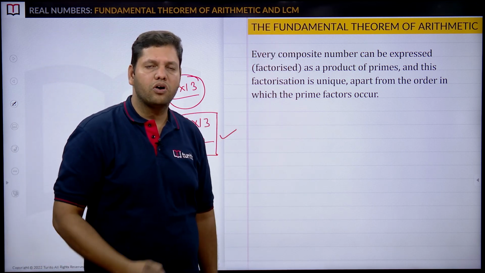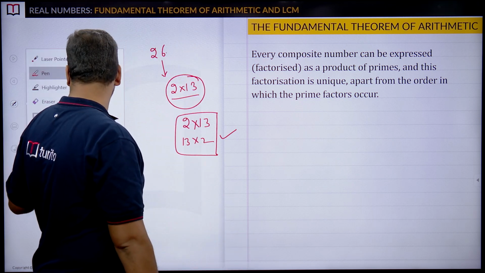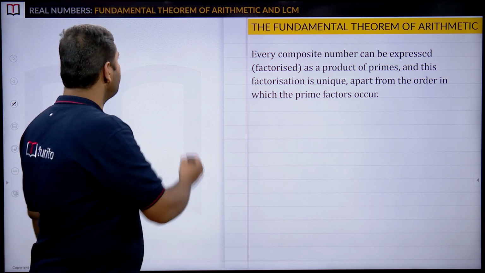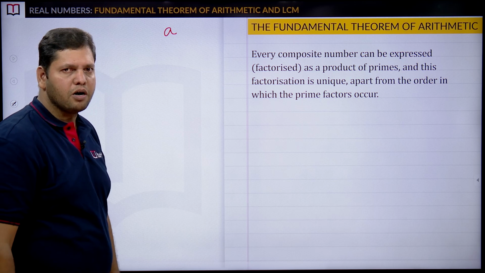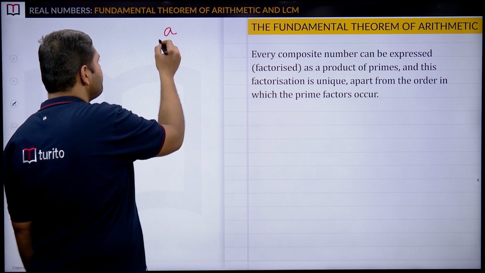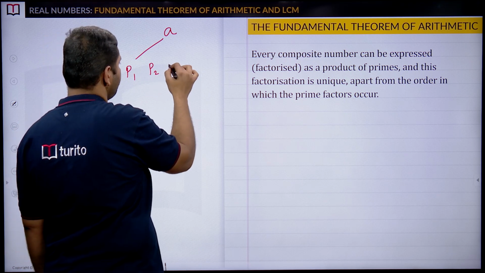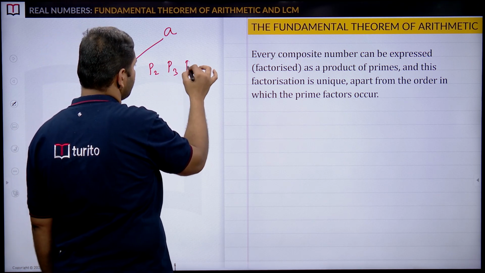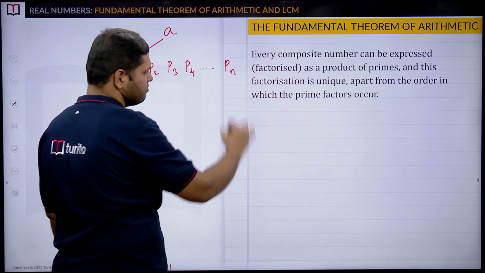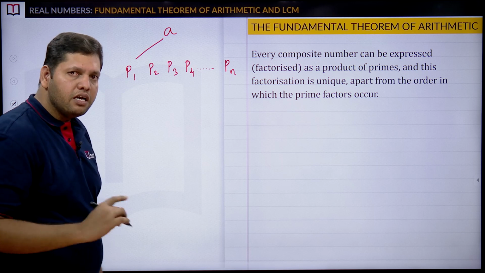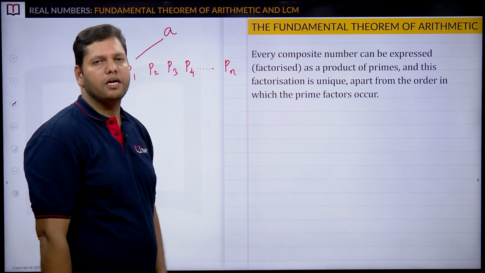Clear, children? Any doubts regarding this? Fine. Now children, what am I doing? I am taking one number, A. A is a composite number, so it has some prime factors. Take P1 as one prime factor, P2 as a prime factor, P3 as a prime factor, P4 as a prime factor, and so on, up to n. So A has n prime factors, that is P1, P2, P3, P4, and so on up to Pn.